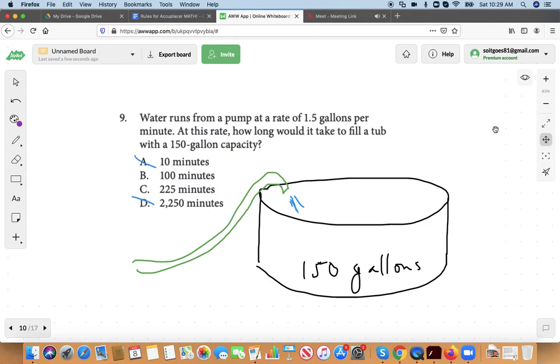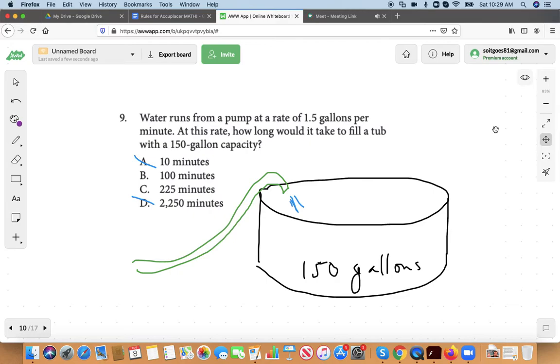Why? That's just silly. If you understand the question, if you understand the scenario, if you think in concrete terms, A and D are both silly. A is way too small, D is way too big. Does that make sense? Yes, sir. Okay. At least B and C sound reasonable. 100 minutes, right? You've got water coming from a hose, a pump, something. That's reasonable. C is reasonable. I don't know what the answer is here. We're going to find out in just a minute.